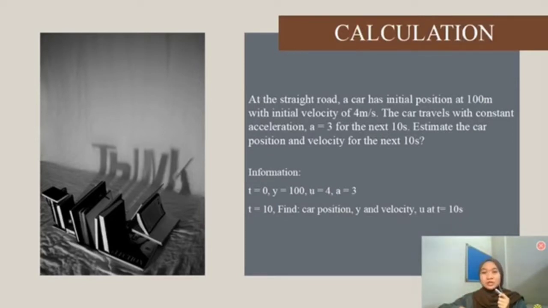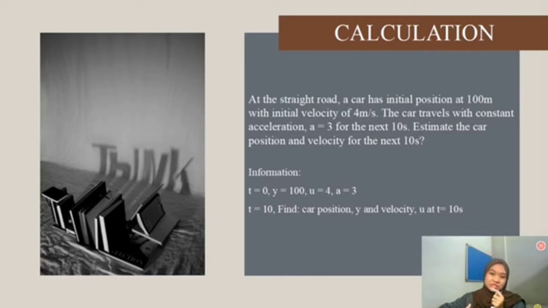Okay, calculation. Based on the equation, we need to find the car position. Let me just read the question. On a straight road, a car has an initial position at 100 meters with an initial velocity of 4 meters per second. The car travels with constant acceleration a equals 3 for the next 10 seconds. Estimate the car position and the velocity for the next 10 seconds.